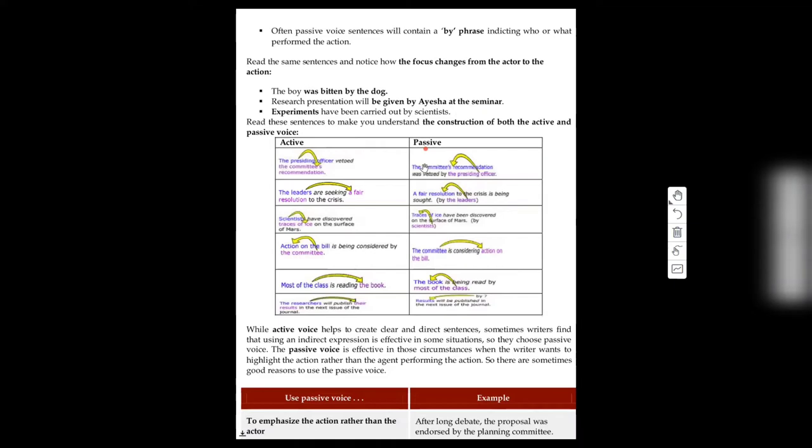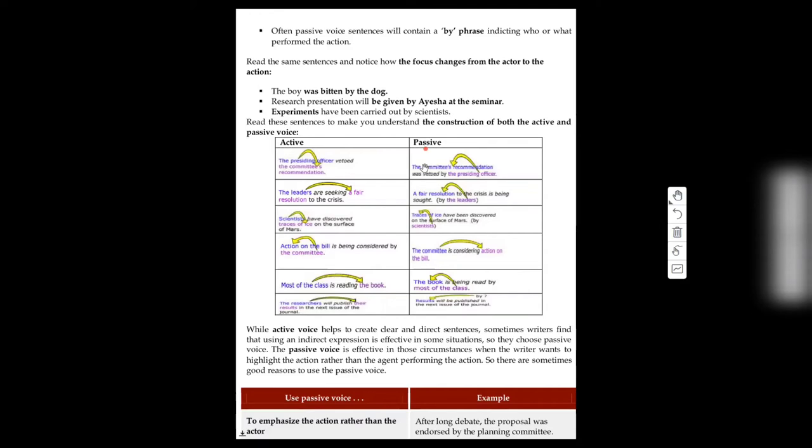Now, if we look at the examples given in the box, the presiding officer vetoed the committee's recommendation. What will be the passive voice of it? The committee's recommendation was vetoed by the presiding officer.